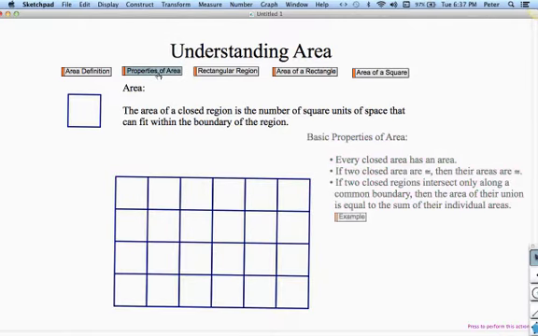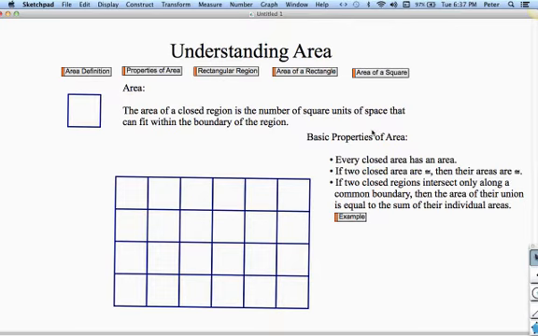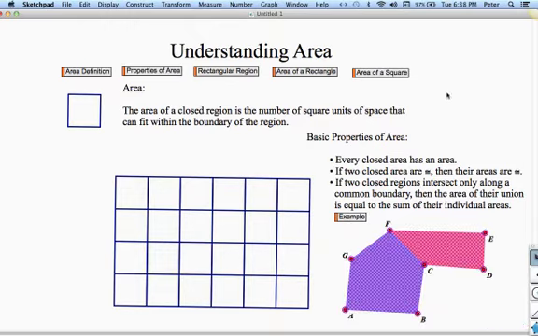Okay, well, what are some of the properties of area? Well, area has the property that every closed region has an area. And if two closed regions are congruent, like two congruent triangles or two congruent squares, then their areas are congruent. The last property is a little longer, so I made you an example to kind of emphasize it. It says if two closed regions intersect only along a common boundary, then the area of their union is equal to the sum of their individual areas. What? Let's take a look.